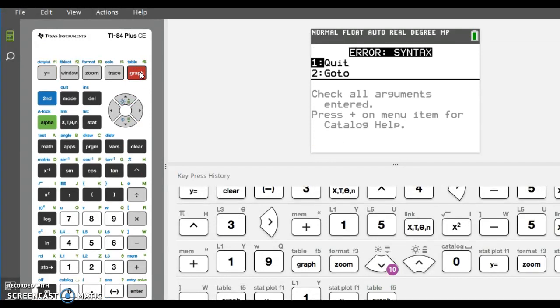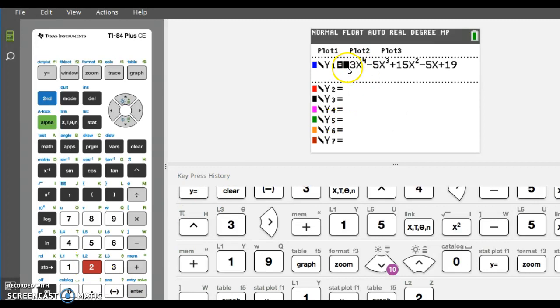Oh no, I have an error. Do you know how to fix an error when you get an error? I actually did it on purpose. I know exactly what my error is, but just in case you made the same error. See this right here? That says go to, not goto. It says go to, you just hit 2 and it tells you where the issue is. What's my issue? Use a minus.